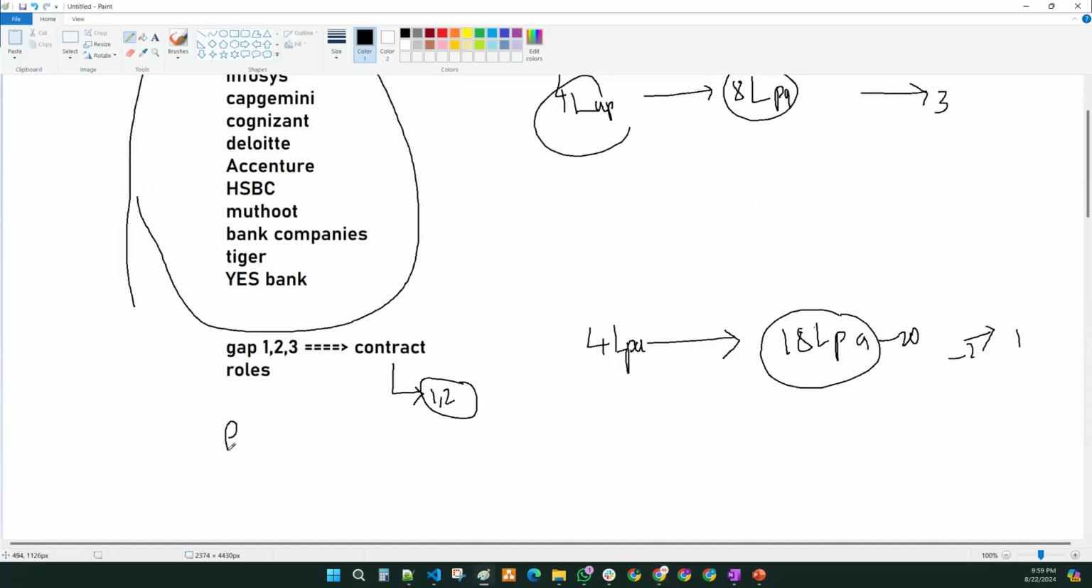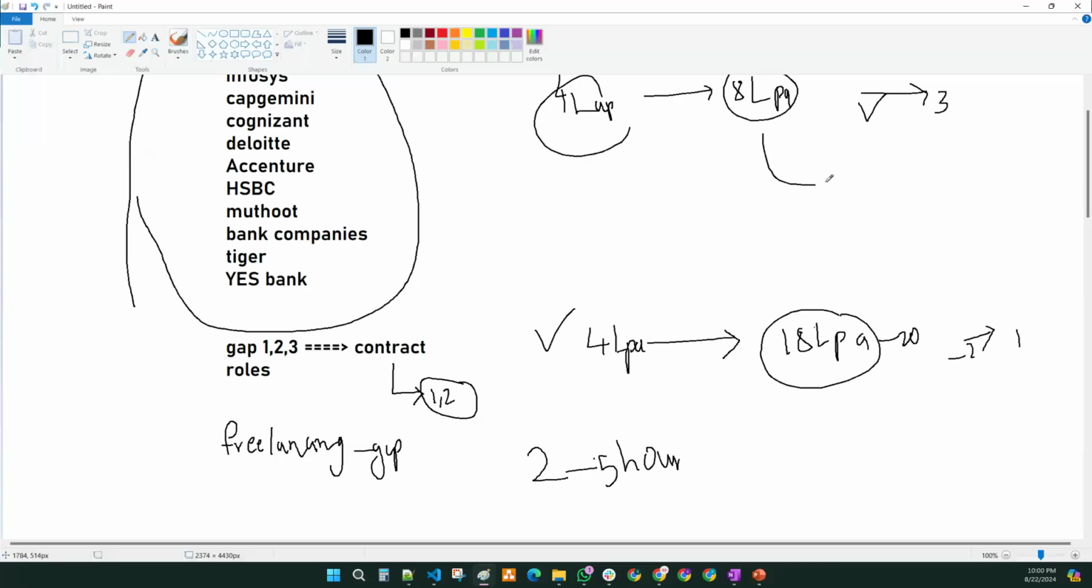And one more thing: contract. If you connect with me, I will give you plenty of freelancing jobs. Plenty of freelancing jobs are there in GCP. I used to do it. People even earn more than these people while working just 2 to 5 hours a day.